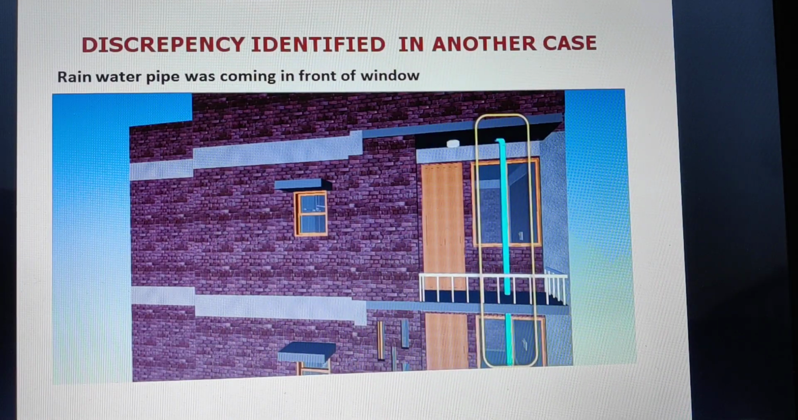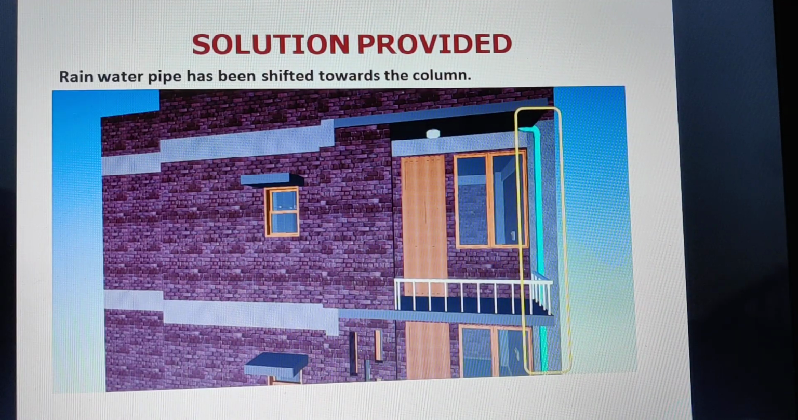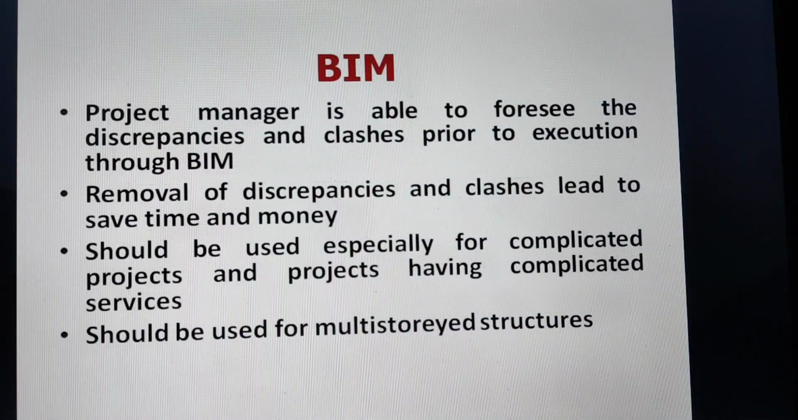This is from another project where rainwater pipes were just coming in front of a window, and it came to knowledge during BIM, and so the correction was done. So basically, you see what is happening in BIM is that the project manager is able to foresee the discrepancies and clashes, and we can say the problem prior to execution through BIM. That is a major advantage.